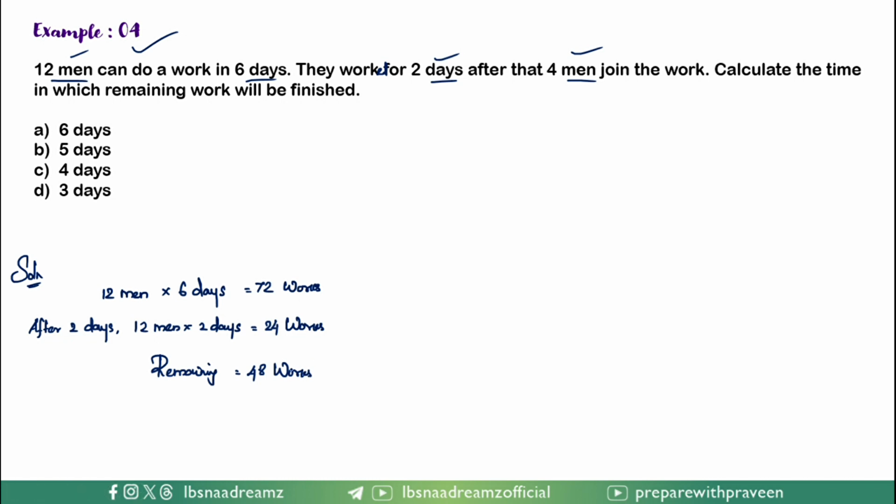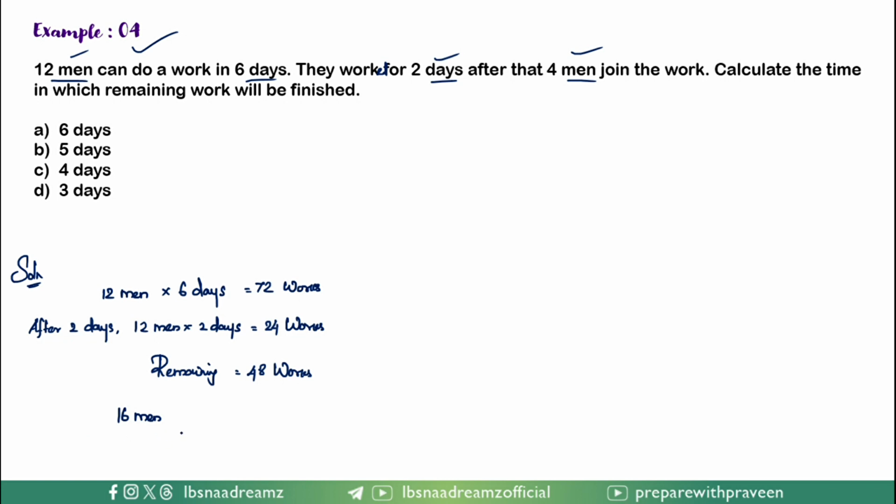48 works have to be done. Then 4 men are joining the work. Now totally there will be 16 men. So totally there will be 16 men to complete the remaining 48 works.